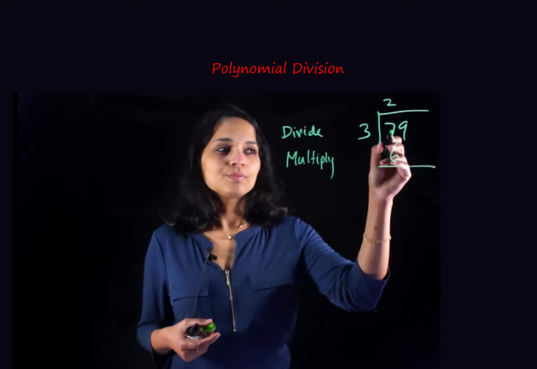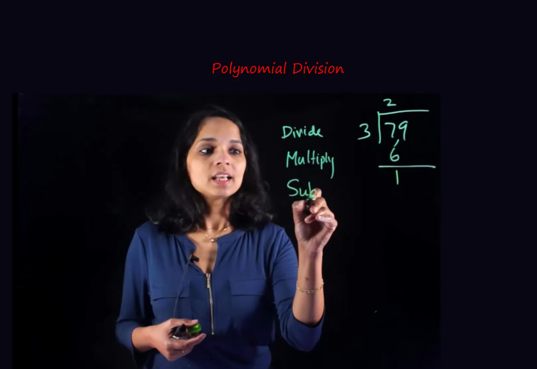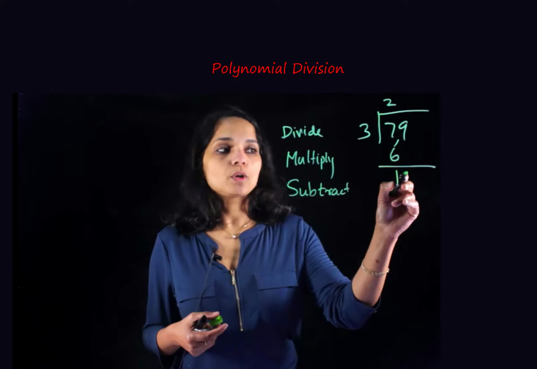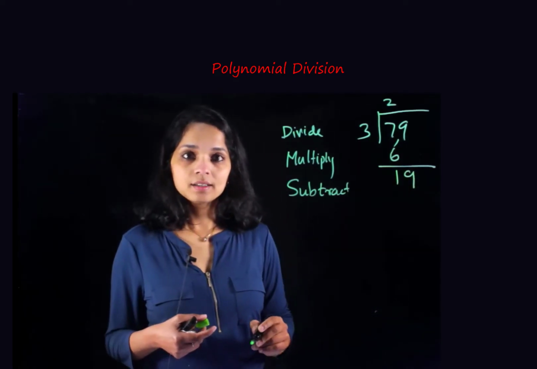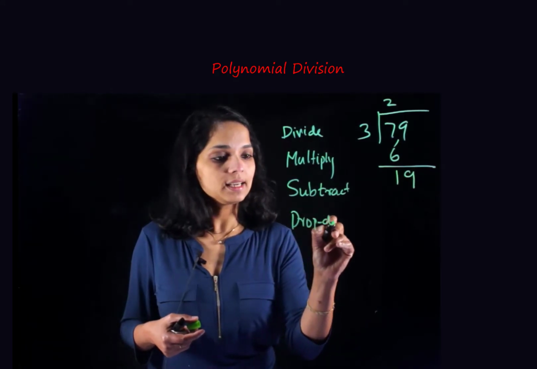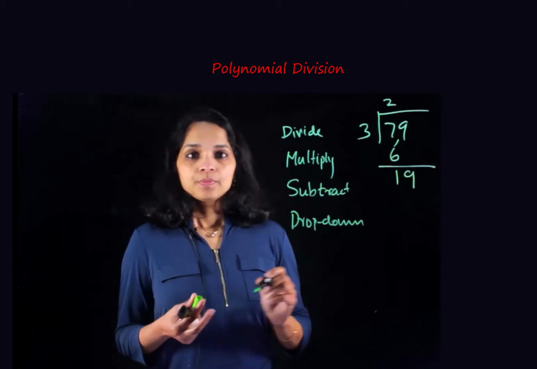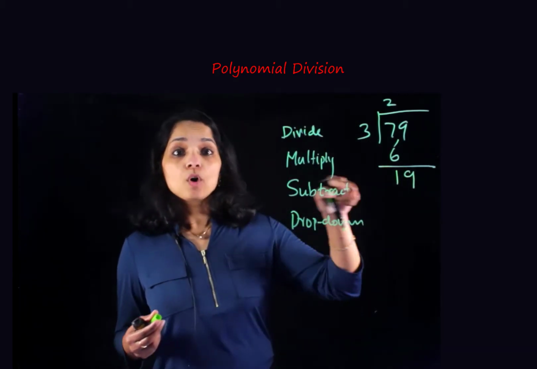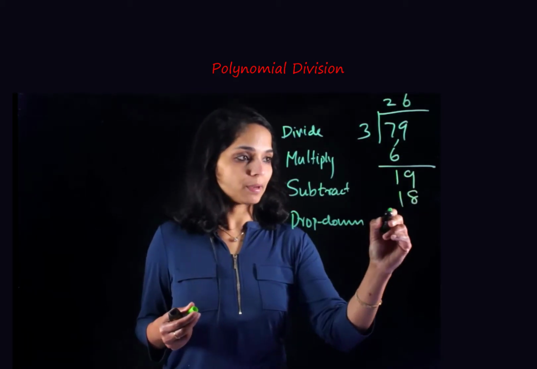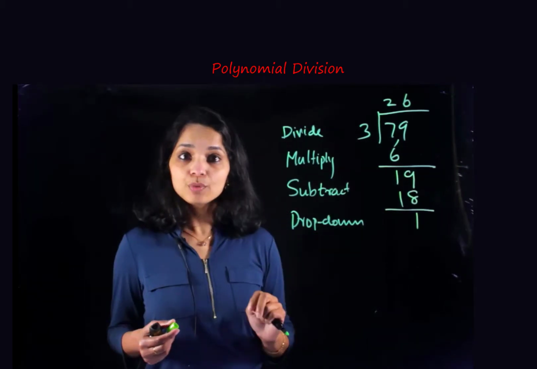And then what do we do? We subtract them. 7 minus 6 is 1. So subtract is the next step in long division. And then you drop down the next number, 9. So drop down is the next step. And then we repeat the whole process again. We divide, multiply, subtract, until we end up with a number which is less than this number 3.